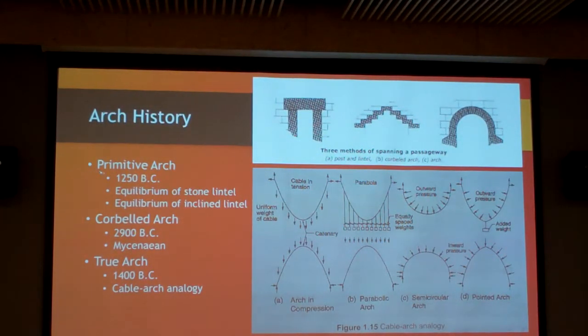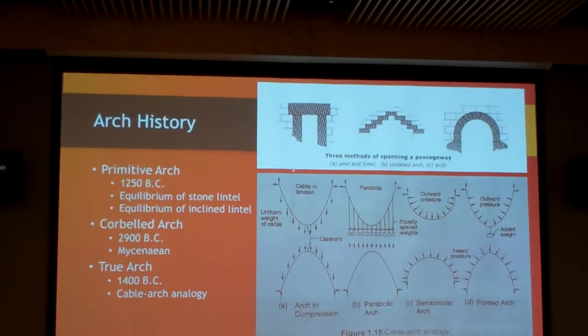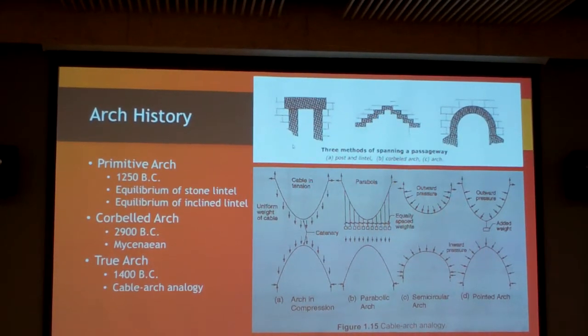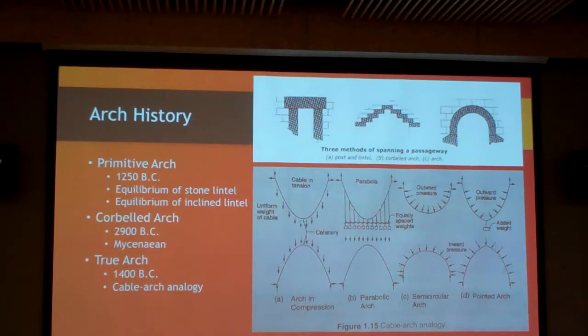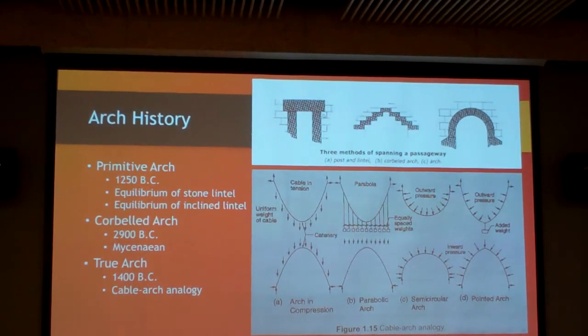And so the primitive arch, which is the post and lintel structure: the posts are the vertical components and the lintel spans all the way across between the two posts. And the corbelled arch is this one, where each brick is held by half of the one that's underneath it, and they meet at the apex there.